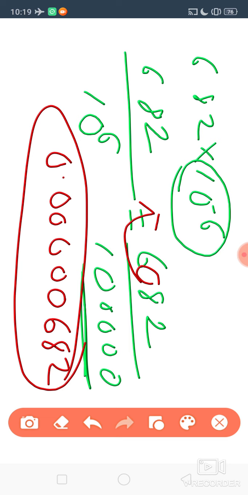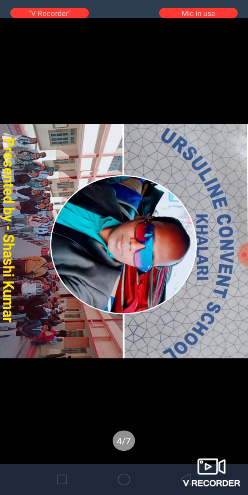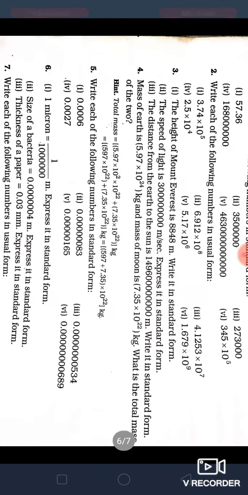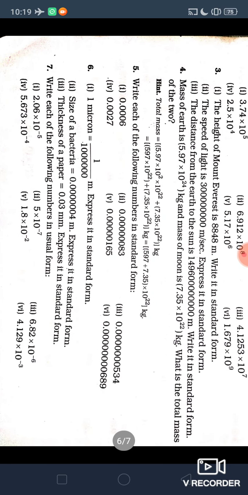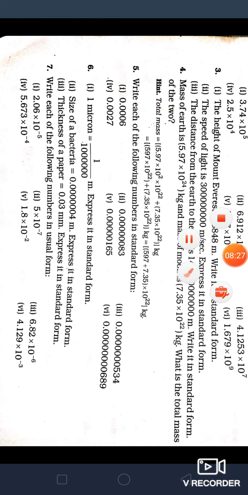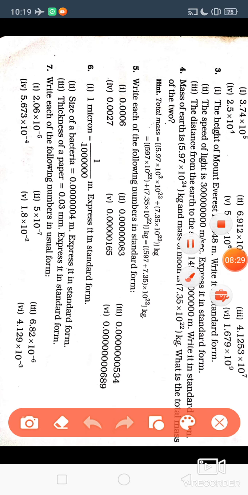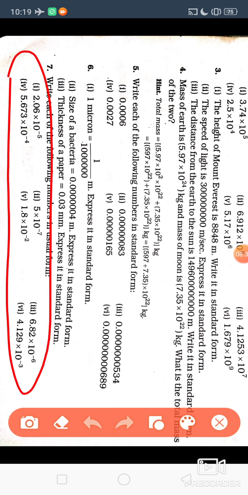Very simple. So I hope you can do the rest of the questions. The rest of the questions also you can do. Okay, so you try to solve all these questions.